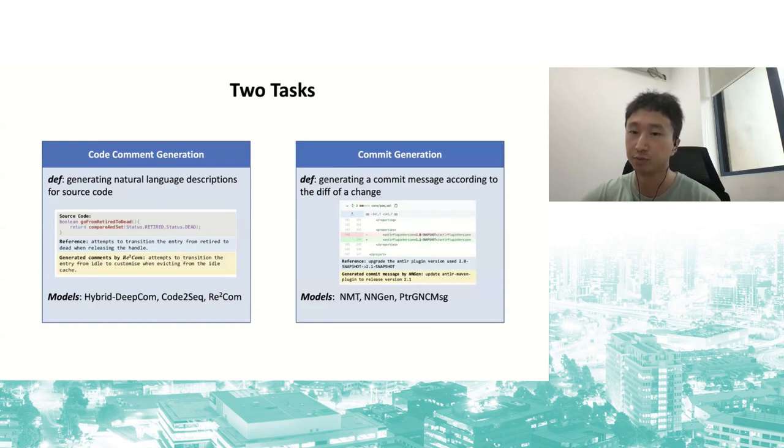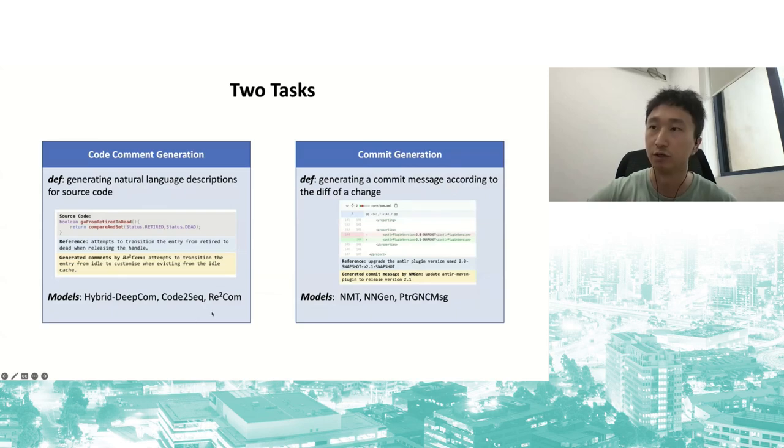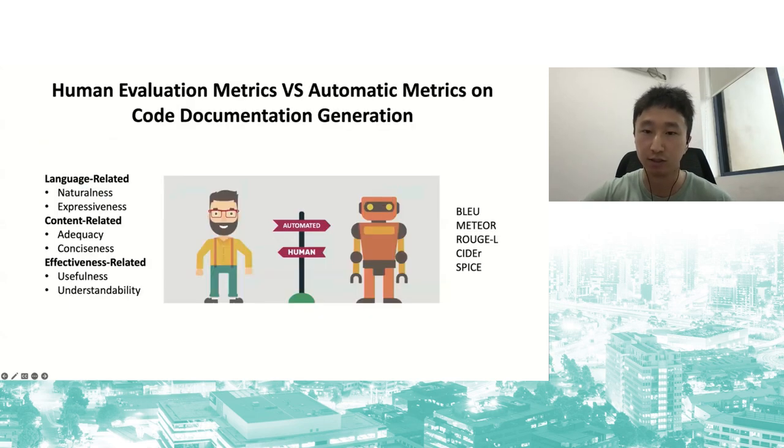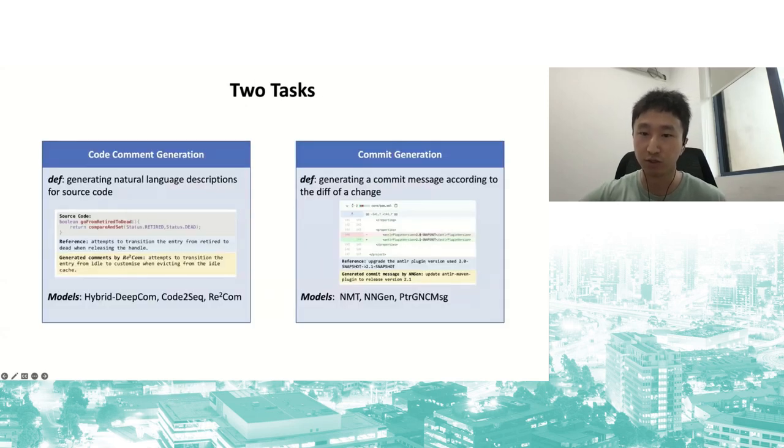So we conduct experiments on two types of code documentation generation tasks. The first one is code comment generation. Given code snippets of a function, the code comments are used to describe the functionality of the programs. We choose the three state-of-the-art models shown in the slides. The second task is commit message generation. Commit messages are the description of the code changes, which are helpful for developers to understand the software evolution. We also choose three models: NMT, NNGen, and PtrGNCMsg.